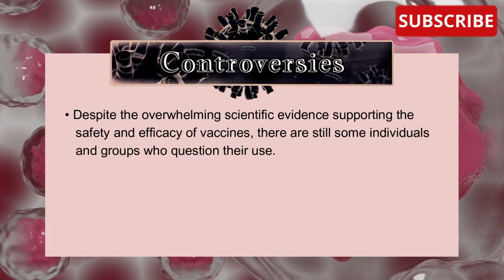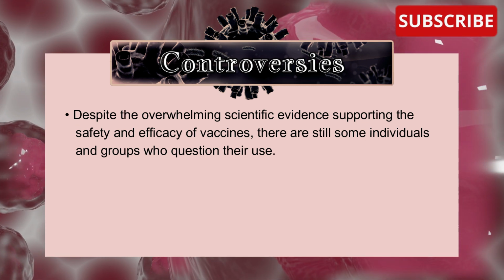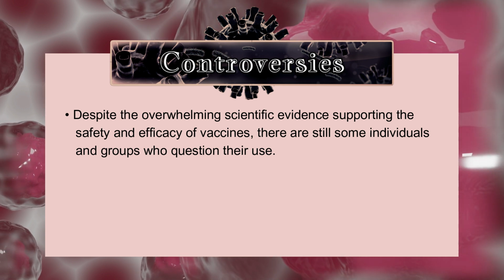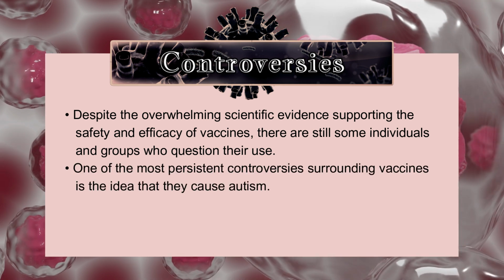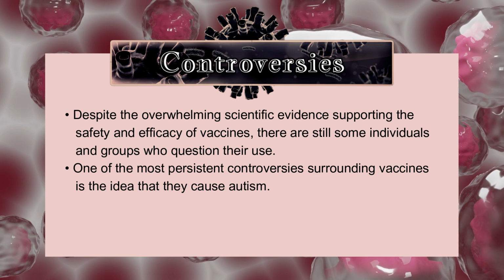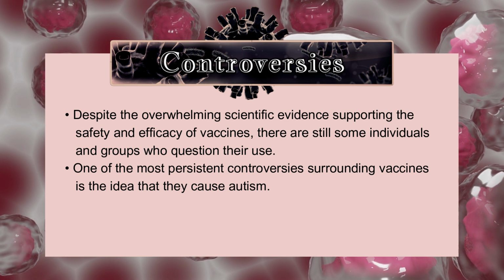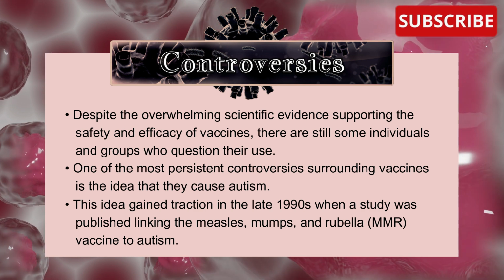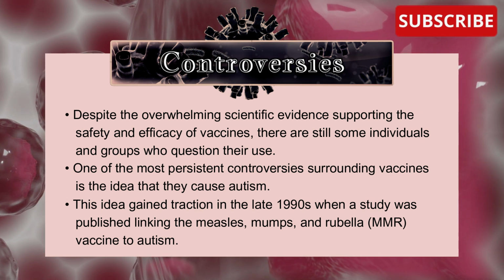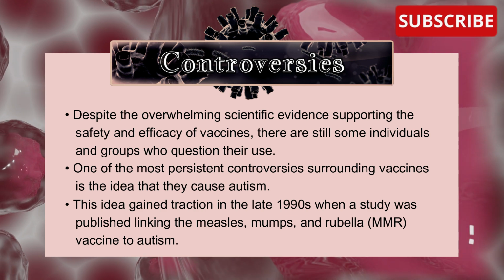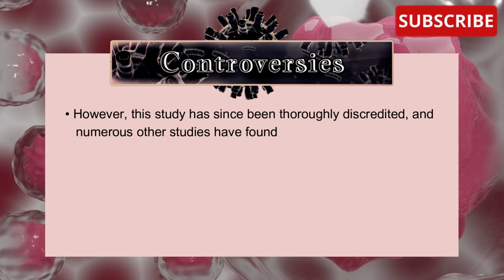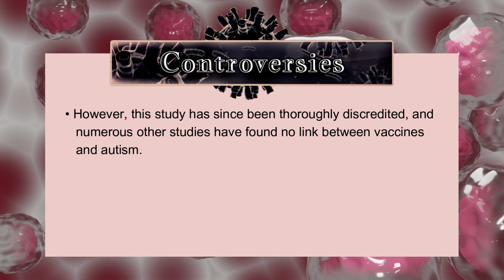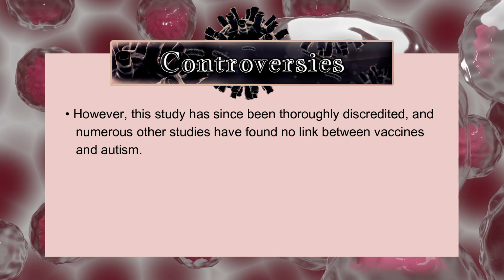Despite the overwhelming scientific evidence supporting the safety and efficacy of vaccines, there are still some individuals and groups who question their use. One of the most persistent controversies surrounding vaccines is the idea that they can cause autism. This idea gained traction in the late 1990s when a study was published linking the measles, mumps, and rubella vaccine to autism. However, this study has been thoroughly discredited, and numerous other studies have found no link between vaccines and autism.